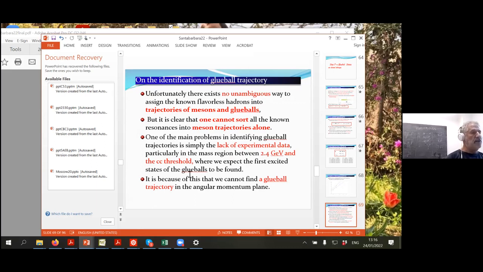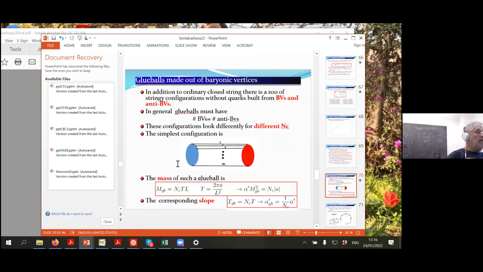The problem is that there is not much data in the region between the 2.4 and 60 bar threshold. Now, I want to mention, since there was a question about how it depends on NC, there are additional possible closed rings which are based on adding DP and anti-DP. So, for instance, if this is the baryonic vertex and anti-baryonic vertex, and there are NC strings connecting them, then the mass of such a glob will be NC times the intercept, and the slope will be 1 over NC.